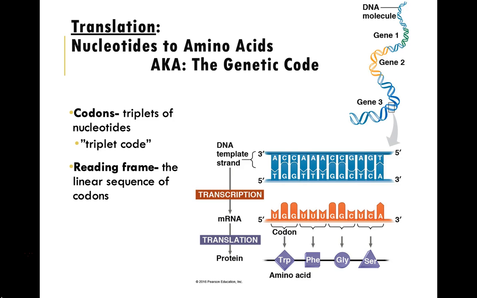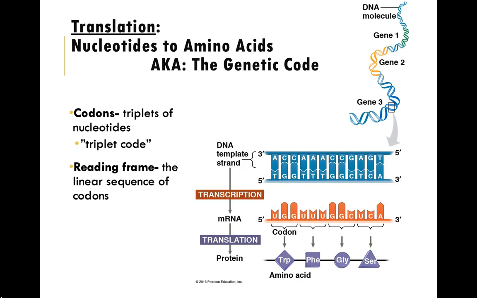So in translation, we are continuing our process from DNA to the phenotype, the production of proteins. And so up in this diagram, we've added a DNA molecule with a series of genes, and one of those genes is coded in blue there. We have our template strand.